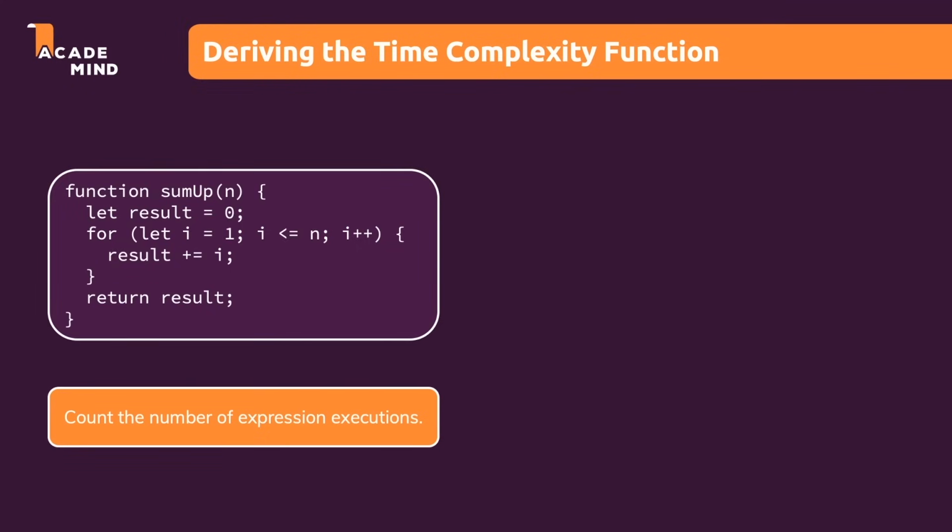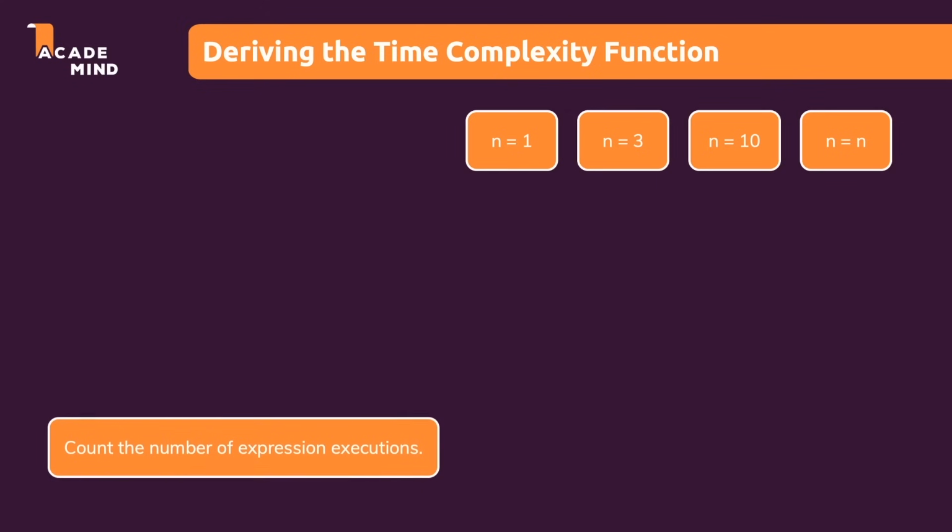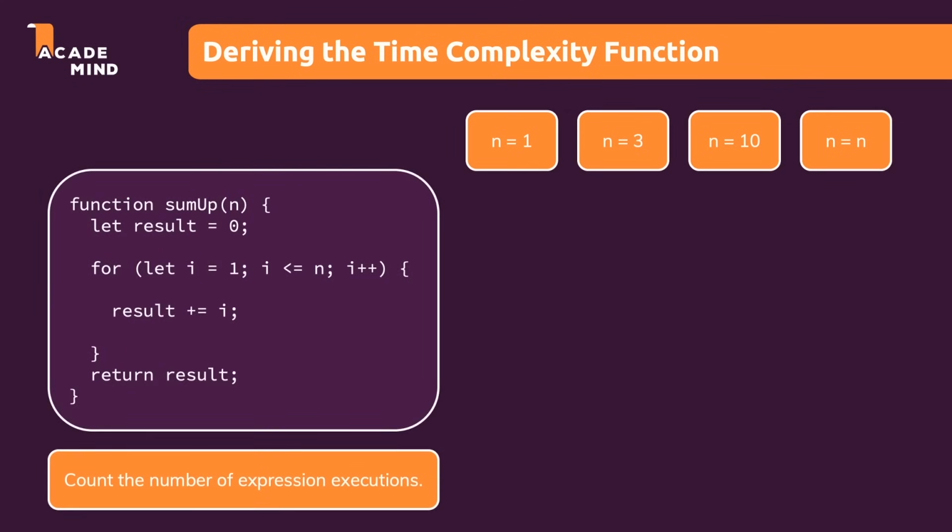Now we can have a look at that for a couple of scenarios. Let's account for n equal to 1, n equal to 3, n equal to 10, and then let's see if we can detect a pattern for n equal to anything, so to n. For that, I'll add some space here in the function because that makes annotating it a bit easier. And now let's count, and let's start with n equal to 1.